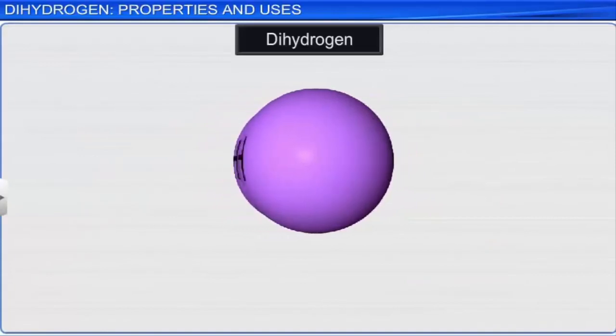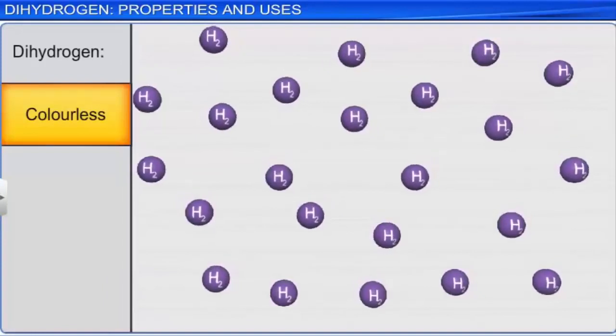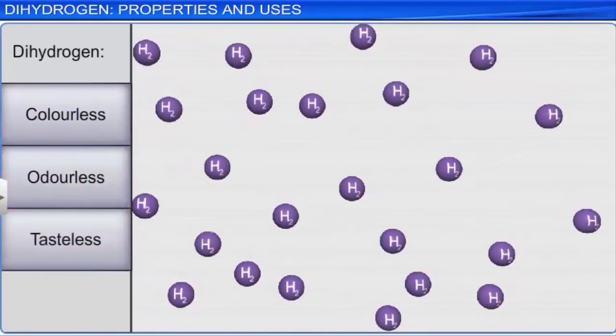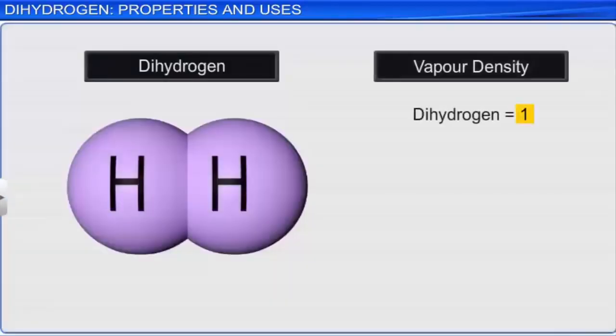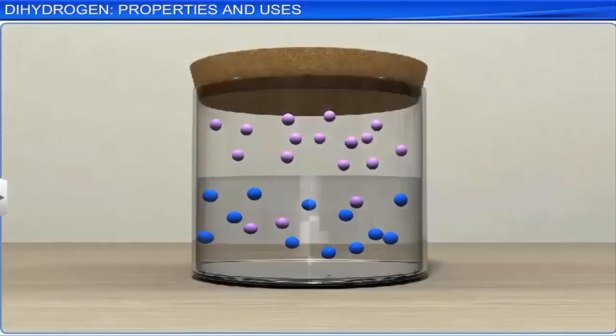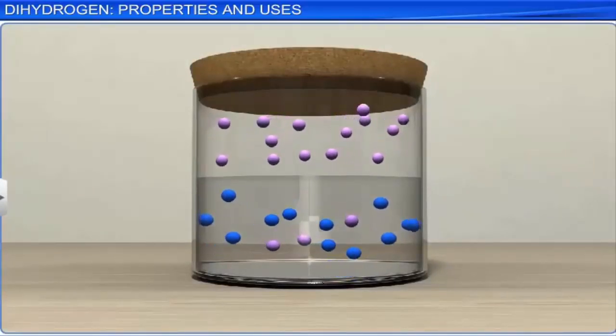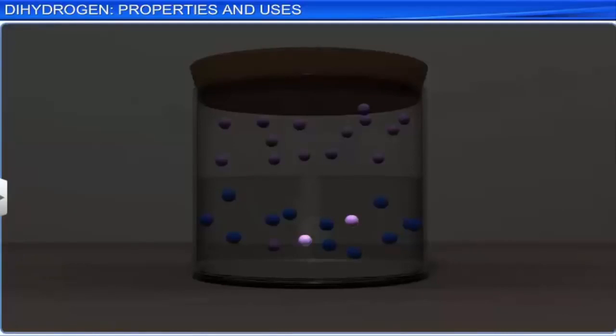Let us first discuss the physical properties of dihydrogen. Dihydrogen is a colorless, odorless, and tasteless gas. It is a non-poisonous gas with a vapor density of 1. Due to this, it is lighter than the air, as the vapor density of air is 14.4. The solubility of hydrogen in water is very low. Under standard conditions, only 2 parts of dihydrogen dissolve in 100 parts of water by volume.